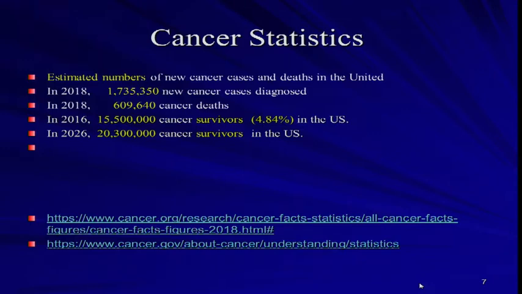You can predict how many oncologists they are going to need. Then, of course, in 2026, you can predict about 20 million cancer survivors. About Dr. Marin, it's about 400 oncologists trained per year, right? Only about 400 newly trained fellows per year in the U.S. You can think about the numbers.